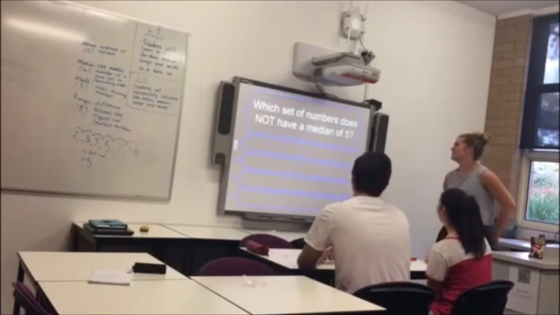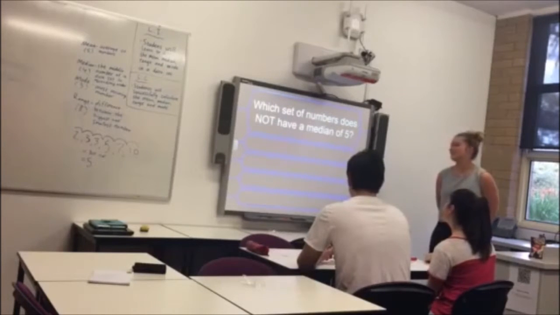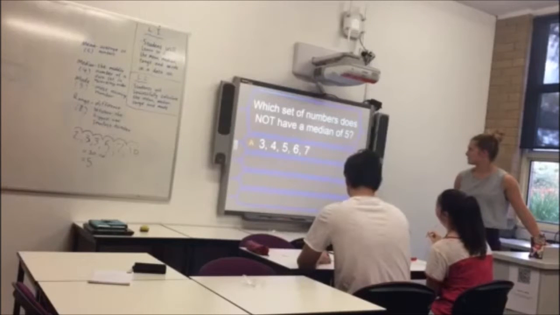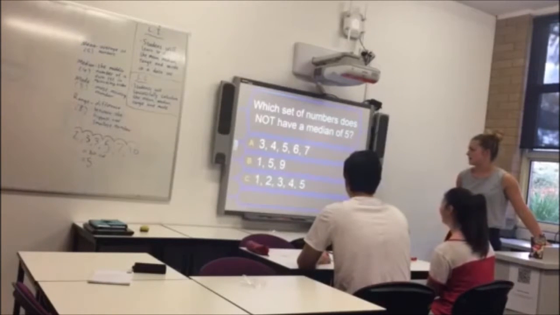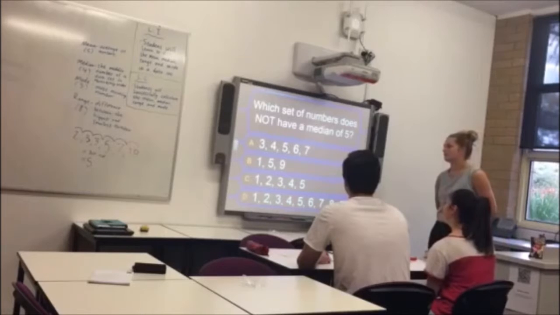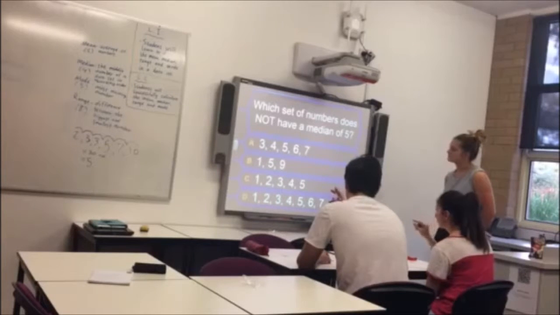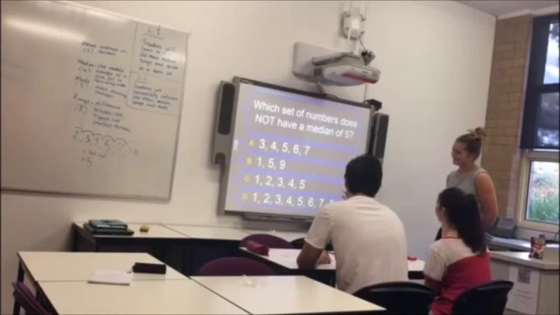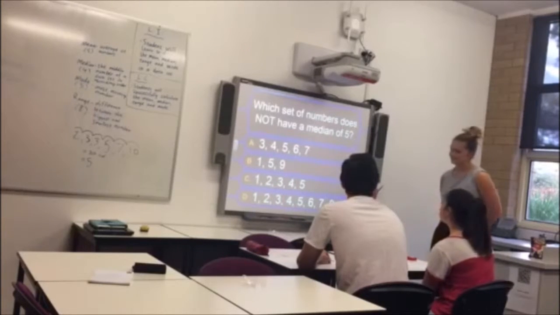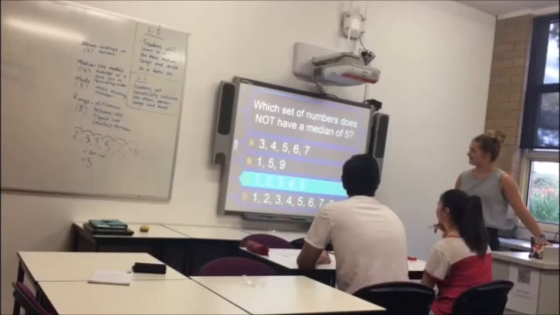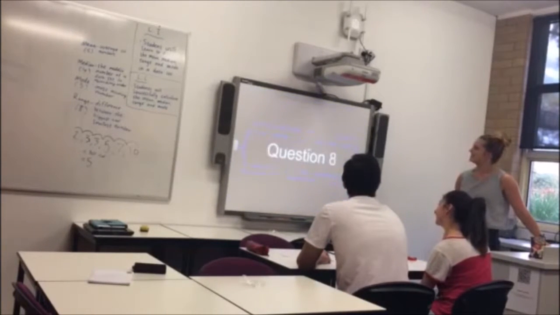Question 7. Which set of numbers does not have a median of 5? A, B, C, or D? I think I know. You do? What do you think? I think it's C. I got C too. Good job, guys.